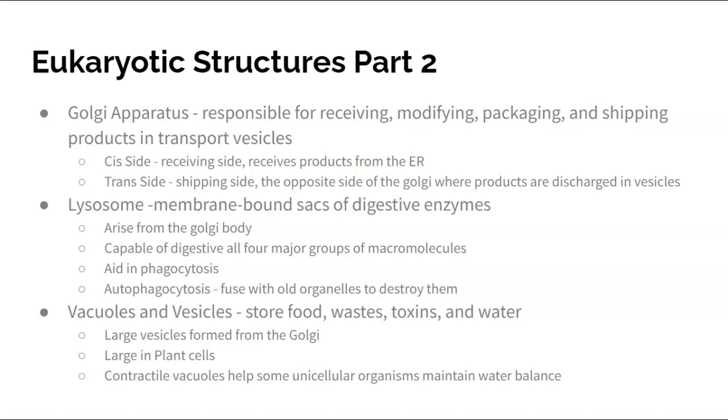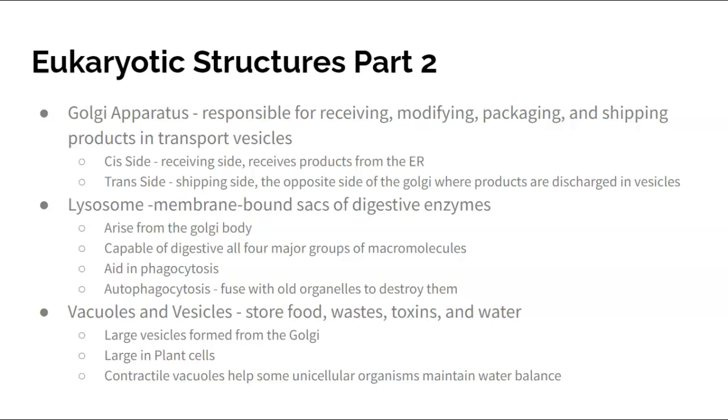There's the lysosome, which is just like where waste products go, right? It's a sack of digestive enzymes. It digests all the major groups of macromolecules. That includes carbs, lipids, proteins, and nucleic acids. It basically is just there to break down waste products and remove waste products. Vacuoles and vesicles store food, waste, toxins, and water.